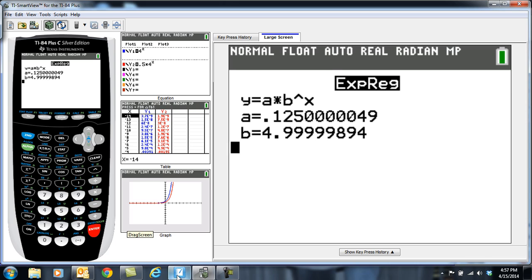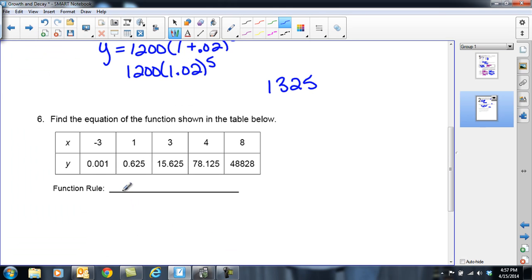So my equation is going to be 0.125 times, wrong number, 5 to the power of x. That should be your function rule. And it's not exact, but it's close enough. Okay, so here is the function rule that goes with that. I just did an exponential regression to get it. Practice this when we get here tomorrow. I will see you then.